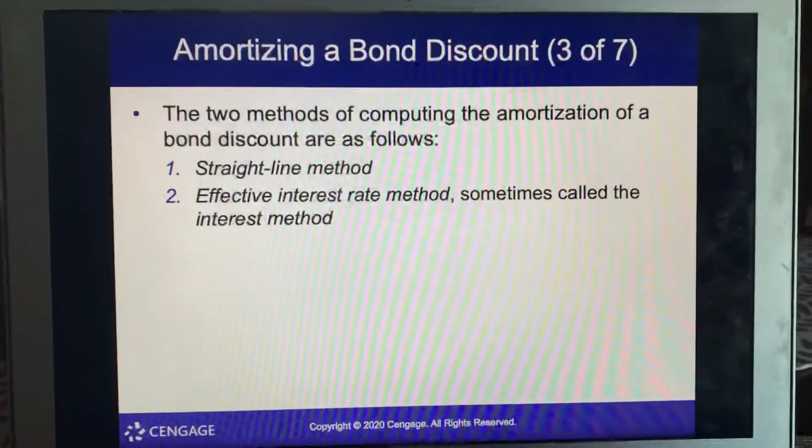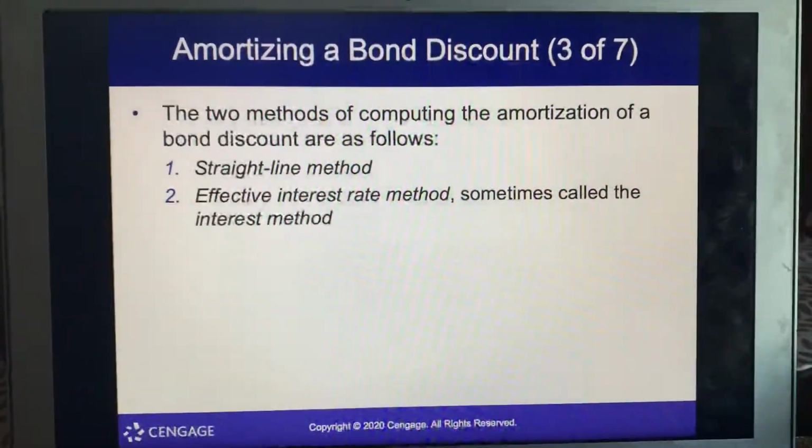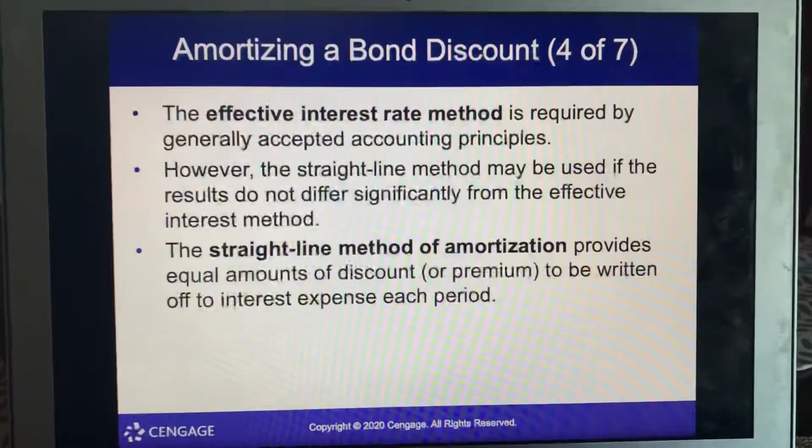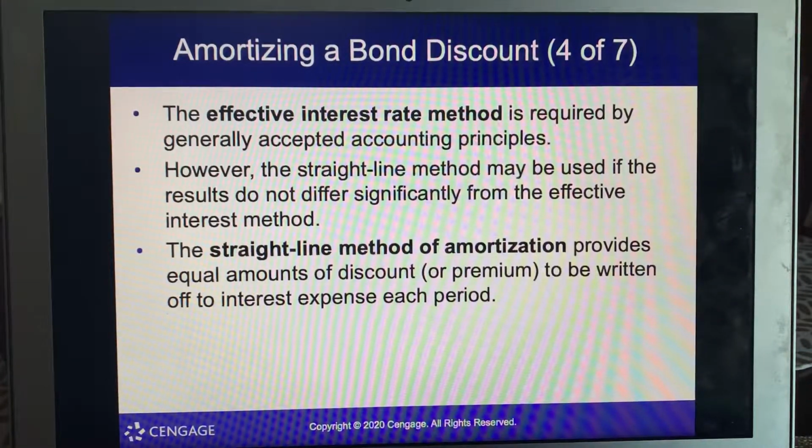Amortizing a bond discount. The two methods of computing the amortization of a bond discount are as follows: straight line method or effective interest rate method, sometimes called the interest method. Okay, the effective interest rate method is required by generally accepted accounting principles. However, the straight line method may be used if the results do not differ significantly from the effective interest method. The straight line method of amortization provides equal amounts of discount or premium to be written off to interest expense each period. Keep in mind these are going to interest expense.